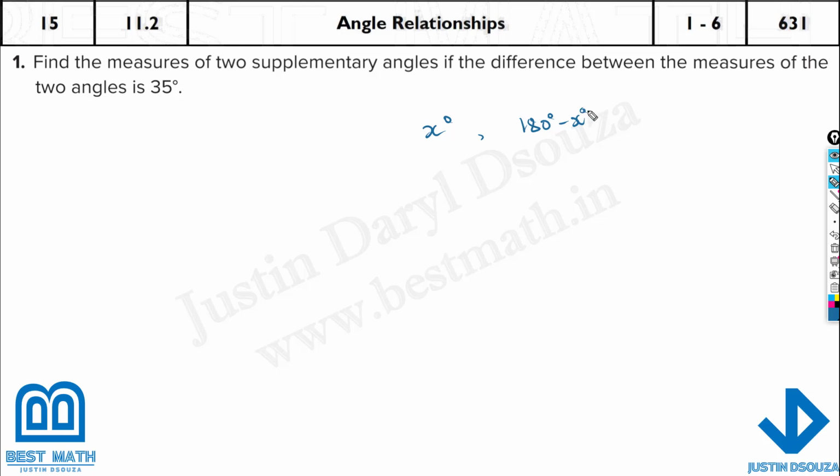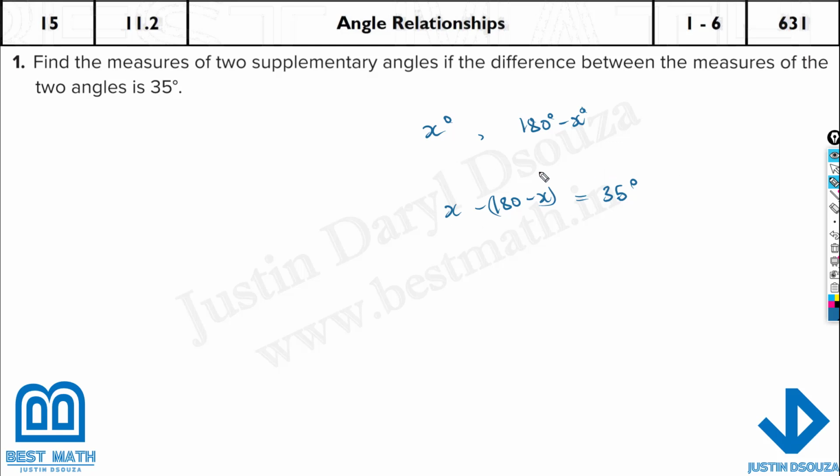That's the situation. But they have told one more thing. The difference between the measures of the two angles, so if you subtract them, what's going to happen? It is 35 degrees. So what I can do is x minus (180 minus x) will be equal to 35 degrees. For the difference, you can subtract either one, 180 minus x or x minus that, it's fine. The answer will be 35 degrees. That's the situation given. Now we will solve it.